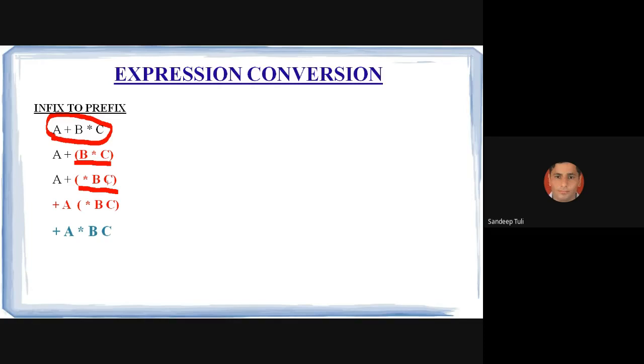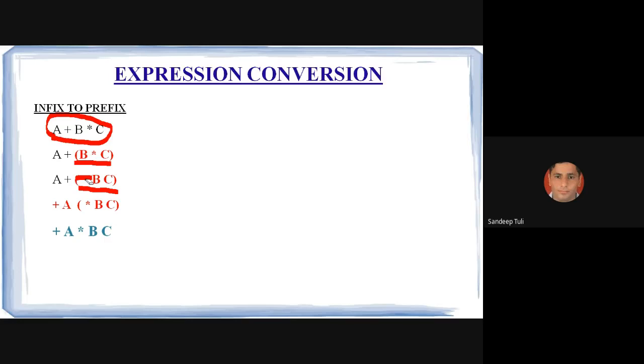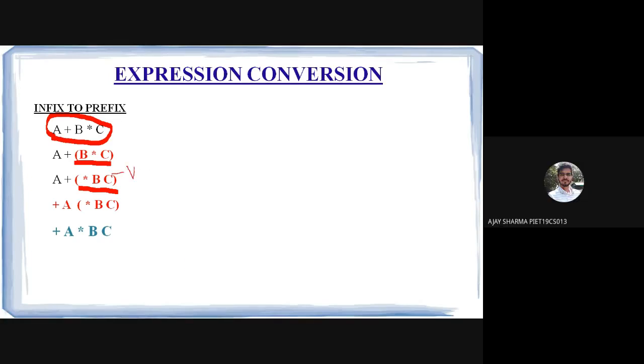Done? Yes, sir. Good. Then come on to that part next. Now this is the whole thing: plus A, multiply B and C. What is this? This is an operand now. Look at what I am saying, operand. The whole bracket is an operand. Yes, this becomes a value, or we can say this becomes an operand. Is it okay now?